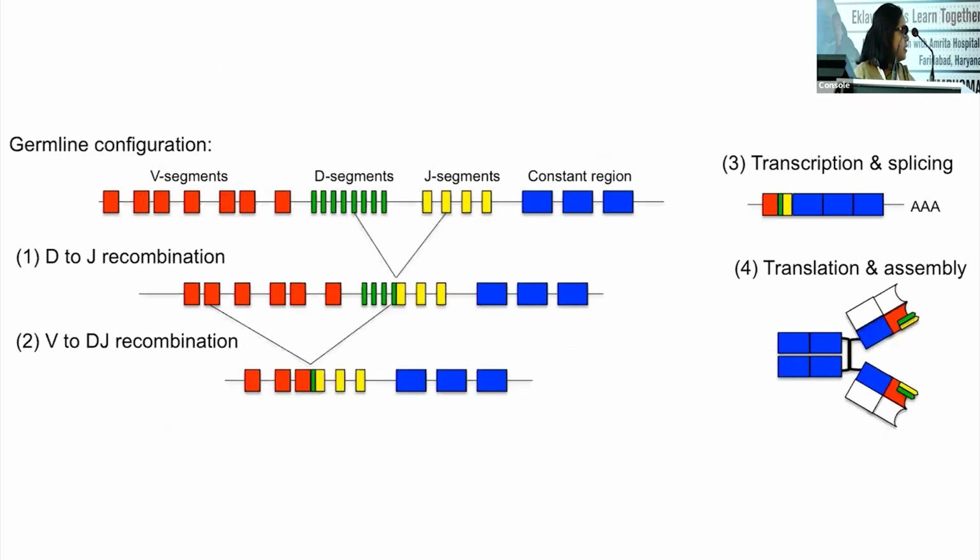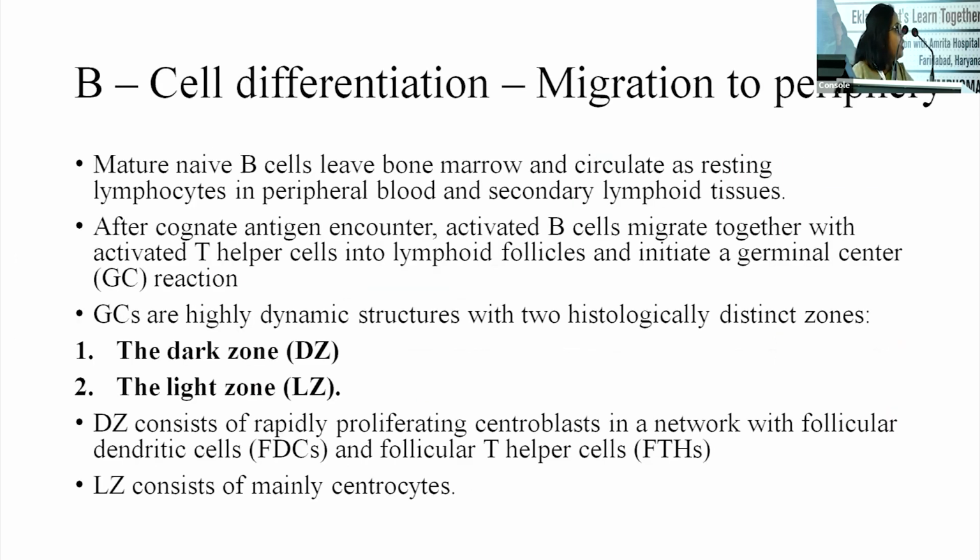Now, the positively selected B cells with functional B cell receptors become our mature naive B cells, and at this stage they start expressing surface IgM and surface IgD. So the differential splicing, as we can see, is the third step. Here the transcription and splicing occurs, and finally this is the formation of our functional immunoglobulin receptor, the B cell receptor. Now, after the formation of mature naive B cells, they leave the bone marrow and circulate in the peripheral blood as circulating lymphocytes.